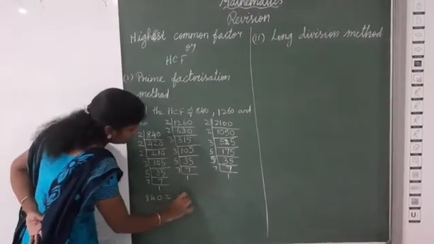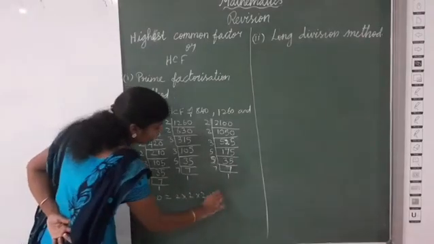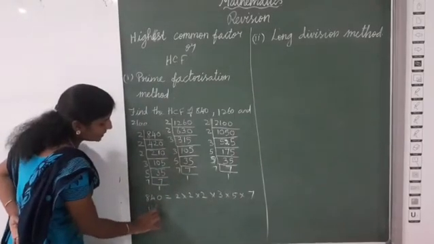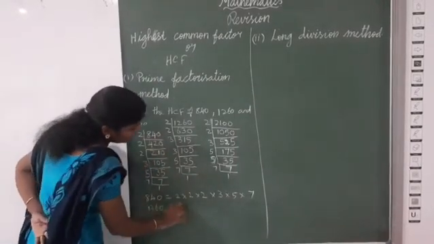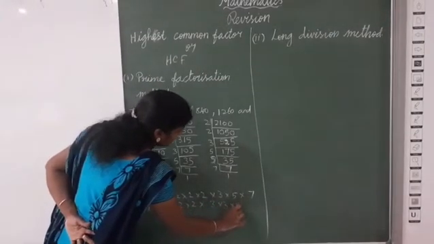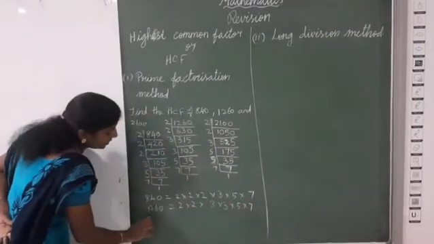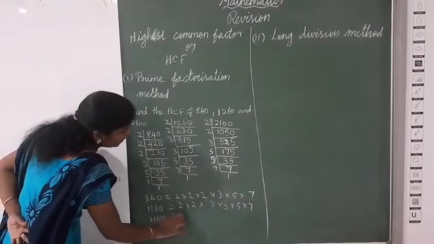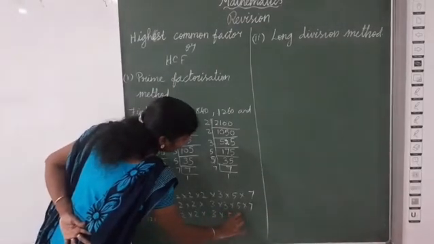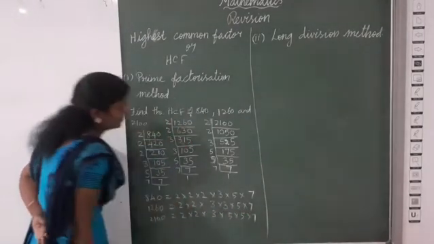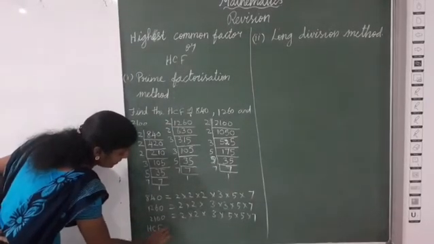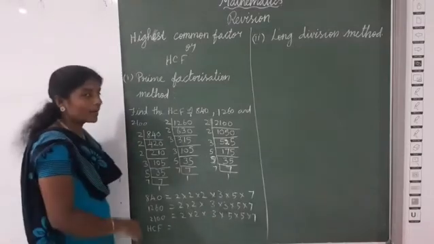3 times 2, that is 2 into 2 into 2, 3 into 5 into 7. Then 1260 equals 2 two times, then 3 two times, 5 into 7. Then 2100 equals 2 two times, then 3 into 5 into 5 into 7. Now we can write what the common factors are. What is the common factor? HCF equals the product of common factors.